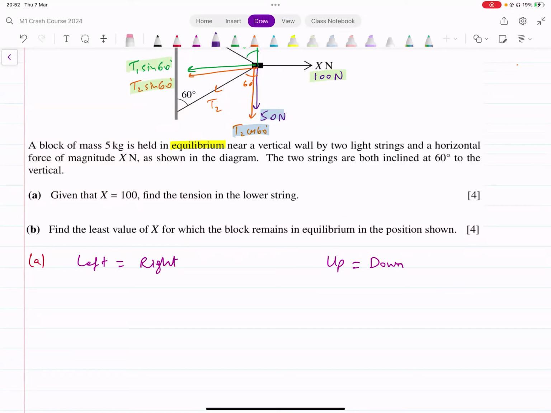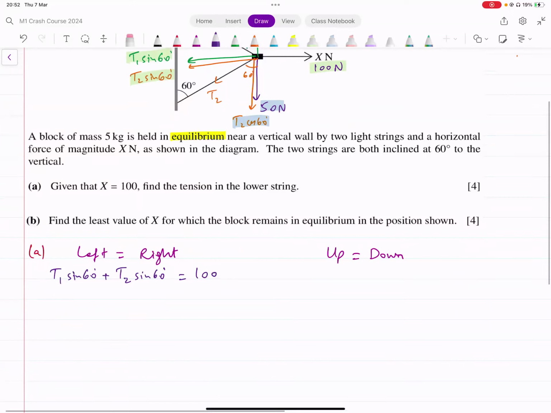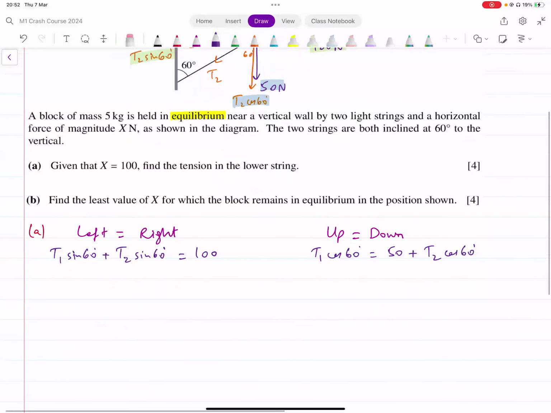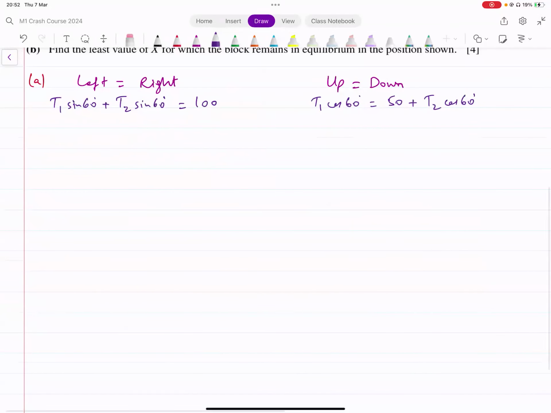What are the forces acting towards the left side? T1 sine 60 plus T2 sine 60. Towards the right, we have 100. That's one equation. Upwards force is T1 cos 60. And the downward forces are 50 and T2 cos 60. Okay, so we just made these two equations. Now we solve them simultaneously.